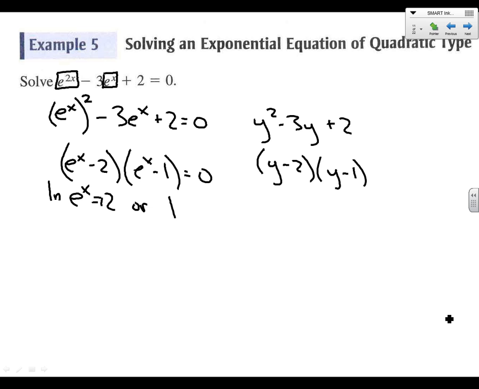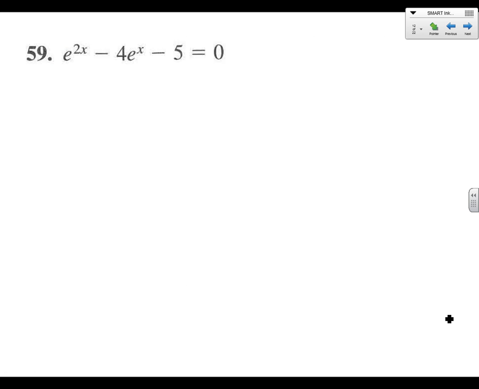And so how do we get rid of the e? Throw that natural log in front of everything. So x equals natural log of 2 or natural log of 1. And there's one more step you can go on natural log of 1. Natural log of 2 is going to be some crazy decimal. We'll leave it alone. But the natural log of 1, think if you can figure out what it is, it's 0. Why? Because e to what power gets me 1? 0.